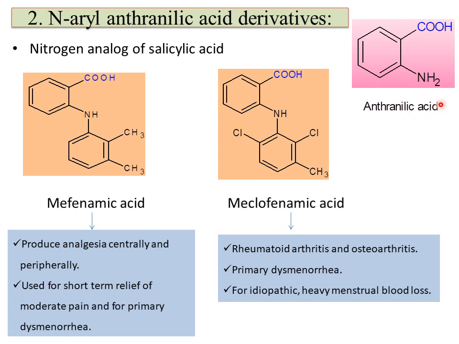So in N-aryl, for this nitrogen we have to attach an aryl group to give N-aryl anthranilic acid derivatives. Two example drugs are mefenamic acid and meclofenamic acid. This is the structure of anthranilic acid. To this structure we attach a dimethyl benzene to give mefenamic acid. Fenamic acid derivatives are simply known as fenamates. Mefenamic acid possesses methyl functional groups.